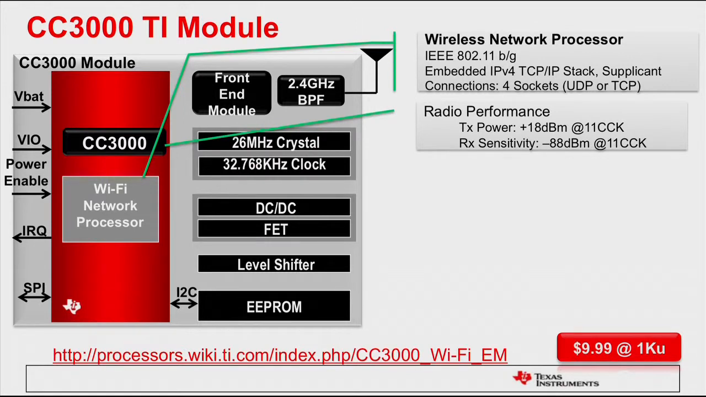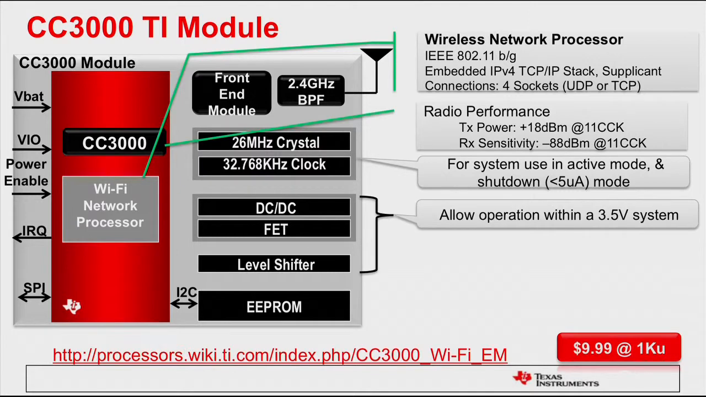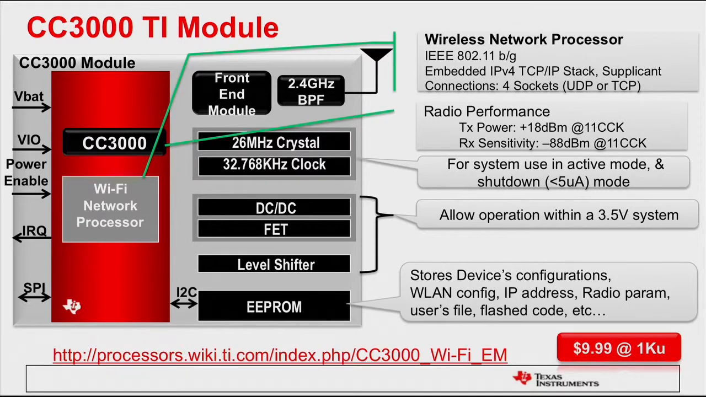And then from a radio performance perspective, coming from the history that TI has had on the Wi-Fi side, great performance: your transmit power being plus 18 dBm, your receive sensitivity minus 88 dBm. Then from a system perspective, you have a crystal that supports the active modes, and then you have a slow clock that supports the shutdown, very low power, less than 5 microamp mode. Then a couple other components: the level shifter as well as the DC-to-DC that allow you to work in a system that's 3.5 volt, which is typically what we're seeing in the MCU world that this is supported in. And then you have an EEPROM.